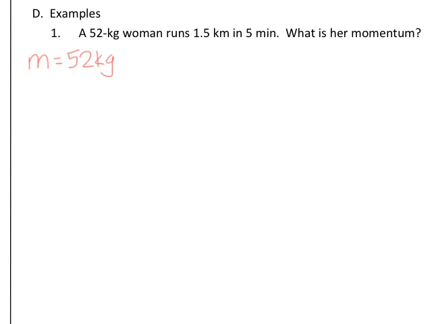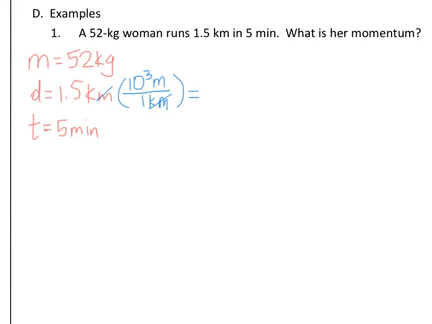We are told how far she runs and in what amount of time. You should know by now that distance should be measured in meters, not kilometers, and time should be measured in seconds, not minutes. So let's go ahead and change those before we do any calculations. I'm going to set up my conversion factor. There are 10 to the third, or 1,000 meters for every 1 kilometer, and I want kilometers on the bottom so that those cancel.